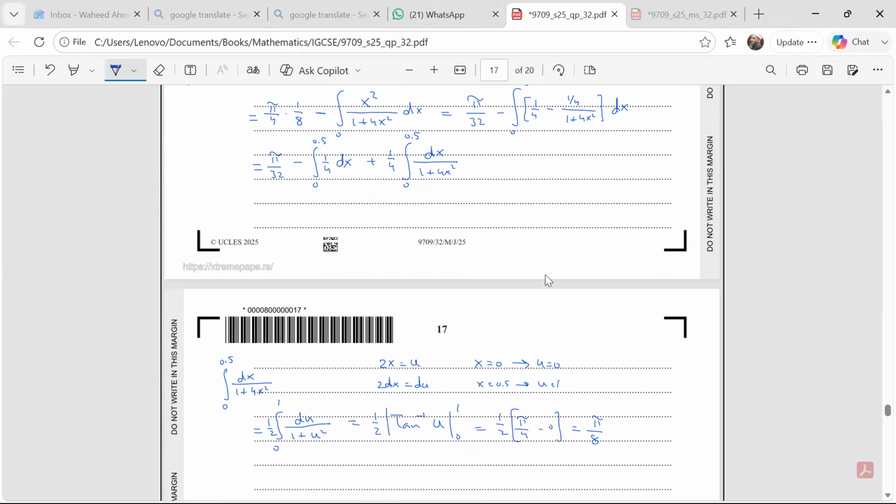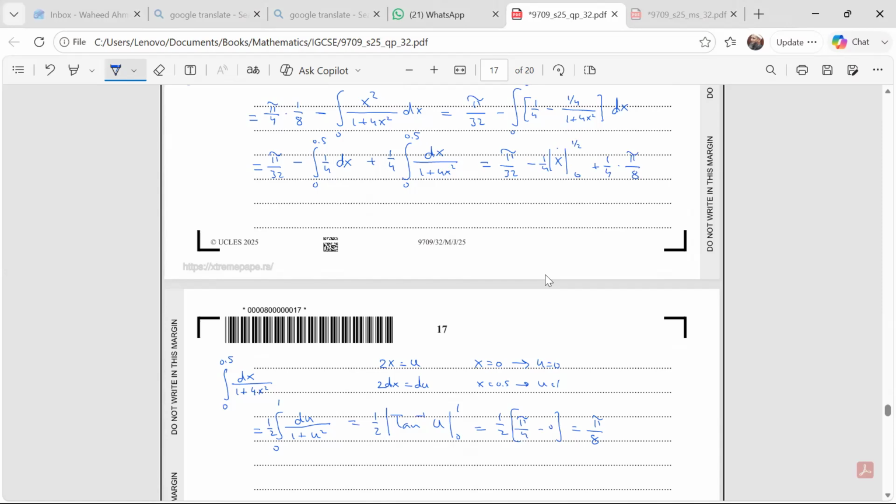Now this whole thing will become pi by 32 minus 1 by 4, and the integral of dx is x, with limits from 0 to 1 by 2, and plus 1 by 4, and this whole thing is pi by 8.